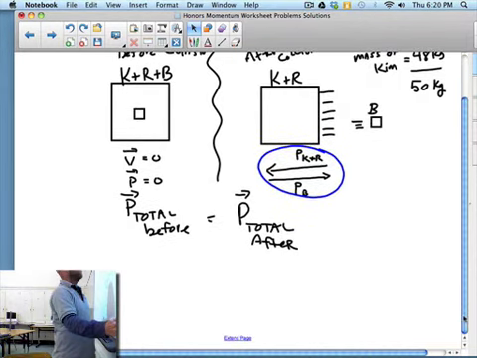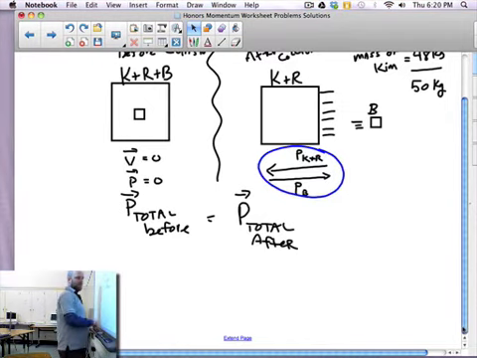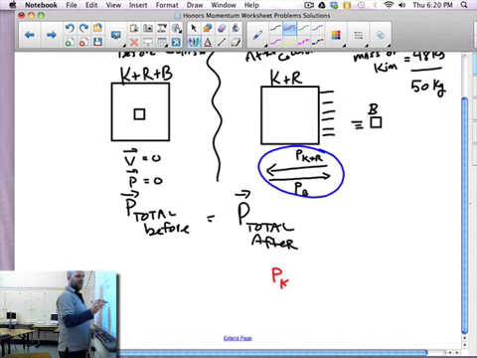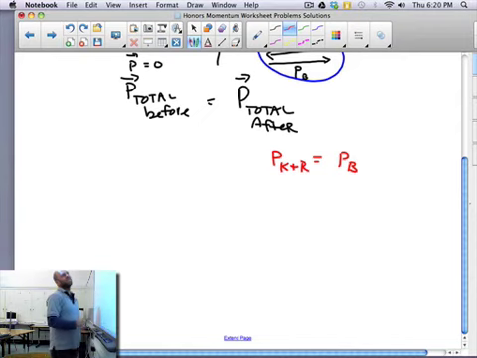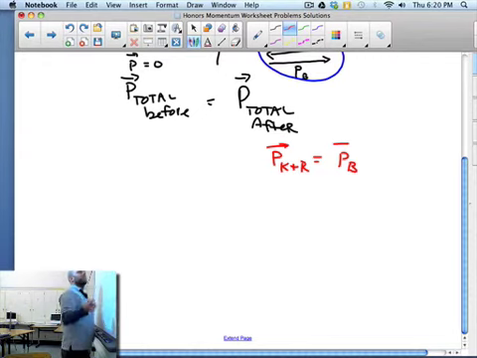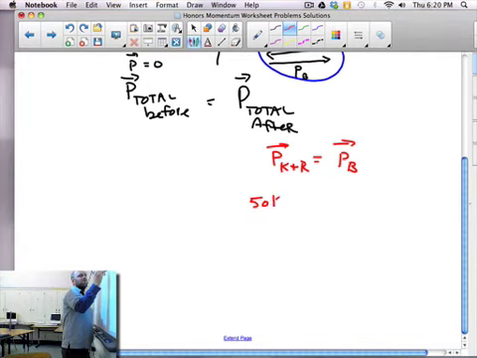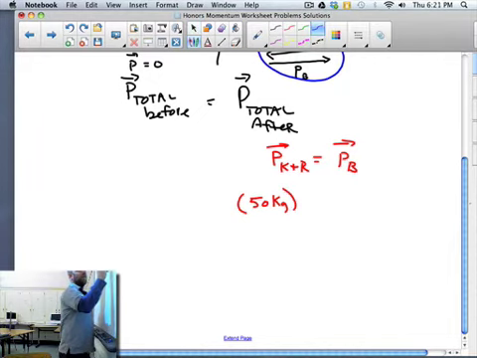So that means that the momentum of Kim plus rifle, the magnitude of that momentum has to exactly equal the magnitude of the bullet's momentum, right? And it's very similar to the previous problem. It's just now we have a different mass. So now we want a mass of 50 kilograms. And we don't know the recoil velocity of Kim and the rifle right now.